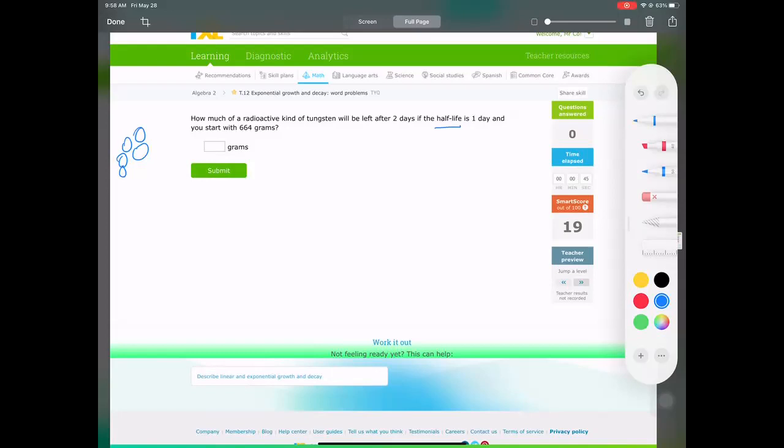So if we talk about radioactive tungsten, how much tungsten will be left after 2 days if the half-life is 1 day and you start off with 664 grams? If we start off with 664, after 1 day, the half-life means we end up with half of it. So that's 332 grams. And after the next day, we have half of that.